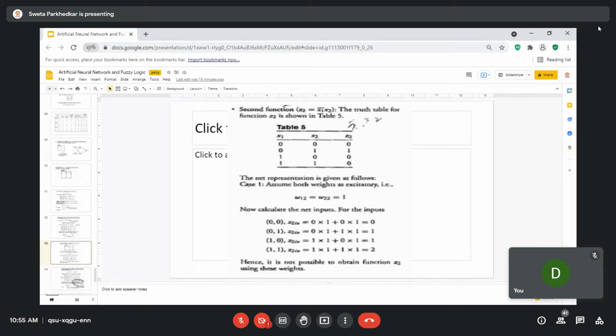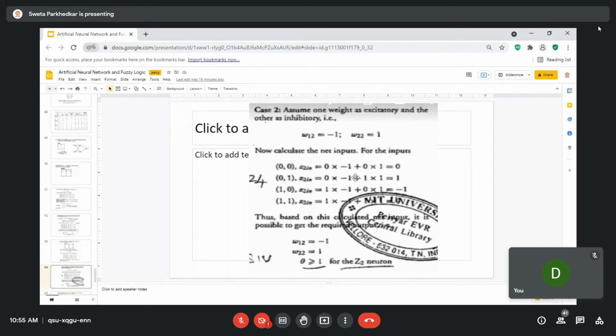Have you done for case 2? Yes, it's 0, 1, -1, and 0, right? Yes, W12 as -1 and W22 as 1. So you are getting these weights and for this output, right?